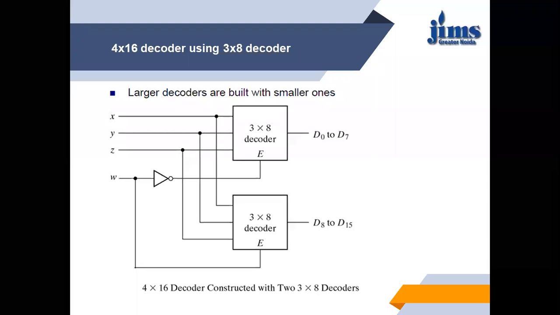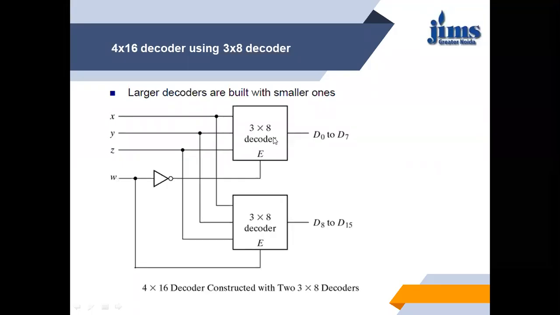For the next 8 combinations, when W is 1, the first decoder will be deactivated and the second decoder will be activated. And in that case, D0 to D7 will always be 0 and D8 to D15 will depend upon the input values X, Y and Z.